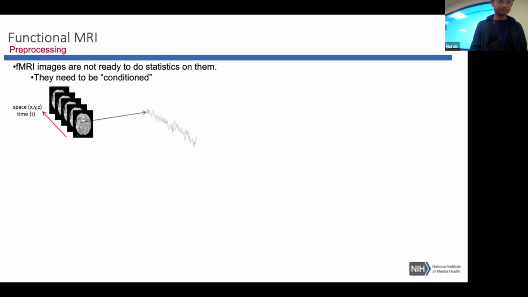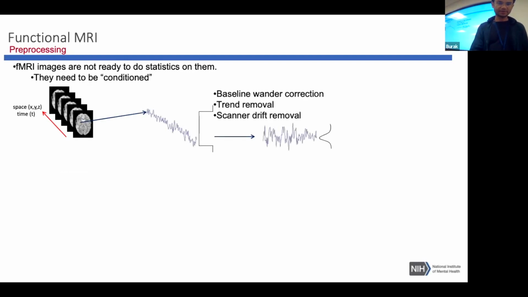We look at the time courses, and there's usually a drift like this, which is caused by scanner noise, and that needs to be corrected so that the temporal properties are ready for statistics. This can be named baseline correction, trend removal, or scanner drift removal. This is important for physiology too.